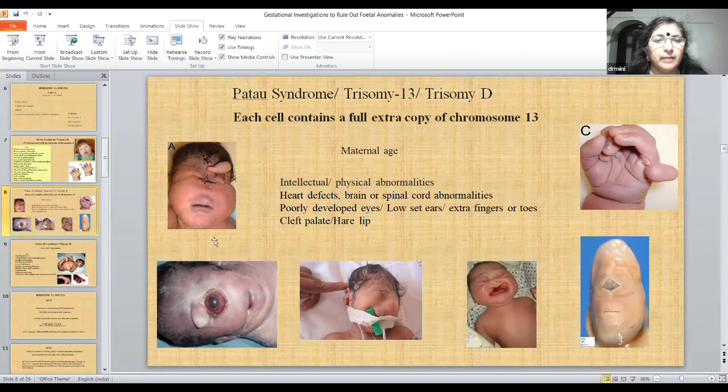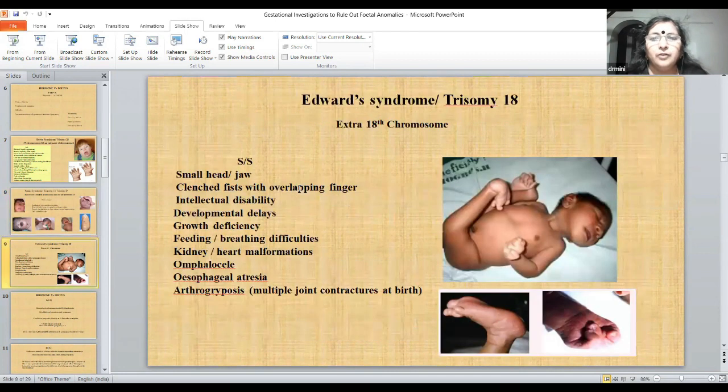And also the babies can be monstrosities like this. This is due to the extra copy of chromosome 13, trisomy 13. This is Patau syndrome, and I think it is very rare. Down's is the commonest. And the next one is Edwards syndrome. Edwards syndrome is trisomy 18, an extra copy of the 18th chromosome, making 47 chromosomes.